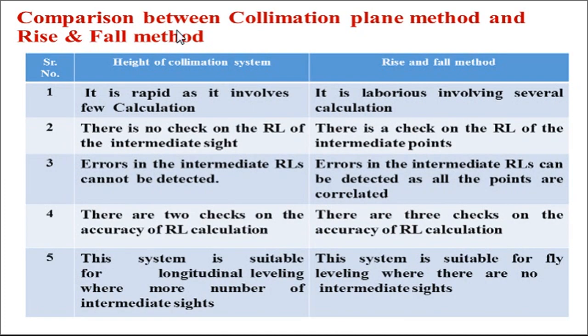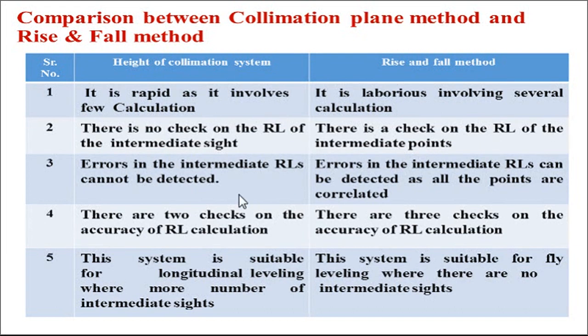So, comparison between the collimation plane method and the rise and fall method. First of all, the height of instrument or height of collimation system, and second one is the rise and fall method. So these are the different points of comparison. First point is, it is rapid as it involves few calculations, while the other is laborious because it involves several calculations. Second point is, there is no check on the RL of intermediate sights in case of the collimation system, whereas there is a check on the RLs of the intermediate points.